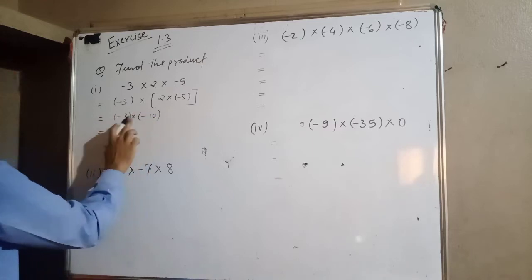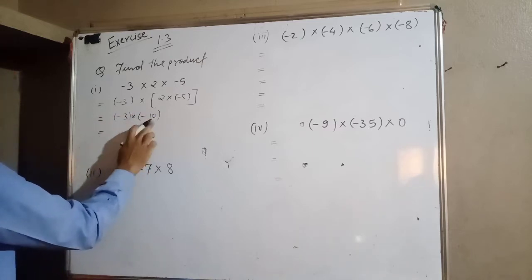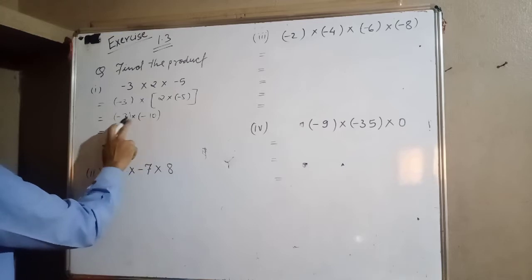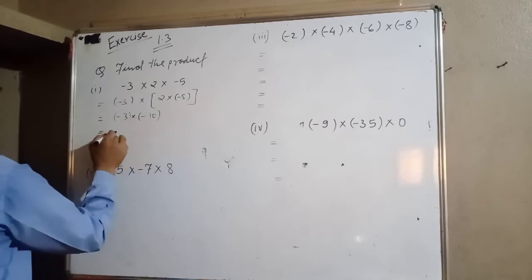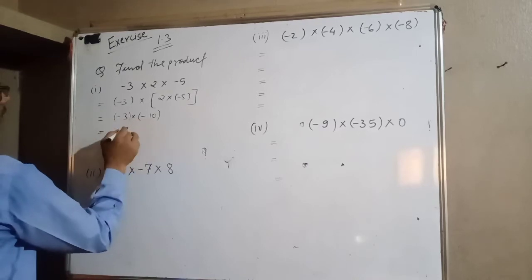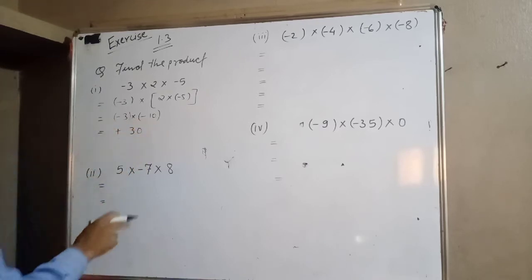Now here again we want to multiply these two integers. So before multiplying the numbers, we multiply their signs. Minus minus is plus. Put plus, 10 threes are 30. Answer 30. Okay. So next question.